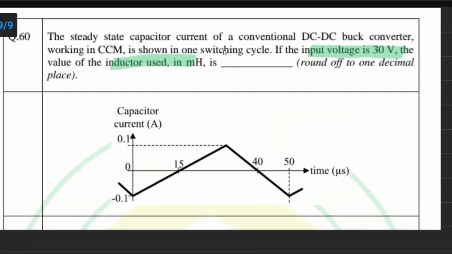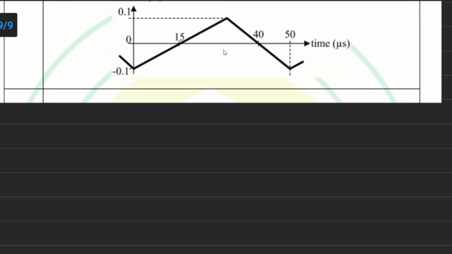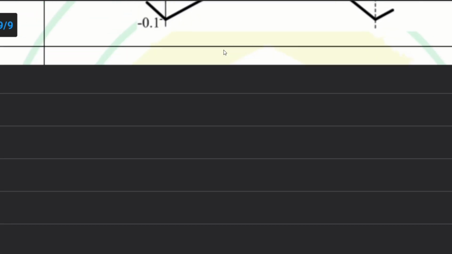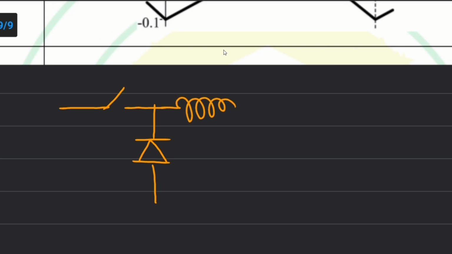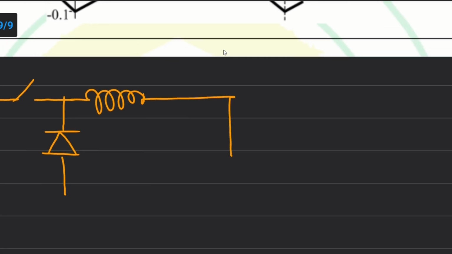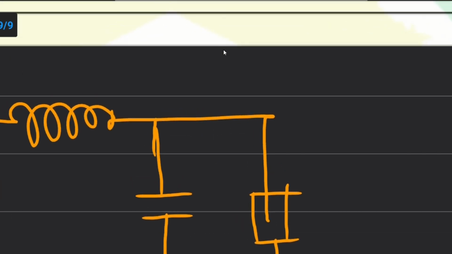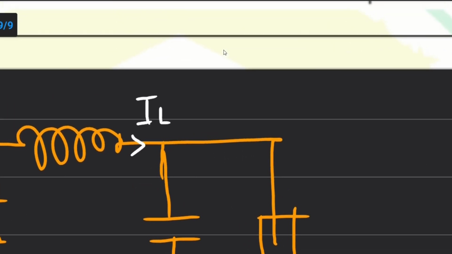First of all, we have to understand what the capacitor current is here. So let's draw the buck converter. The inductor is placed with a load, and a capacitor is connected across the load. So the inductor current splits into two parts. One is the load current and one is the capacitor current.